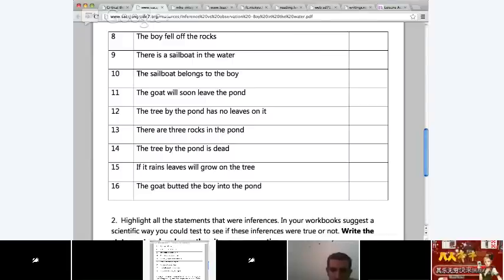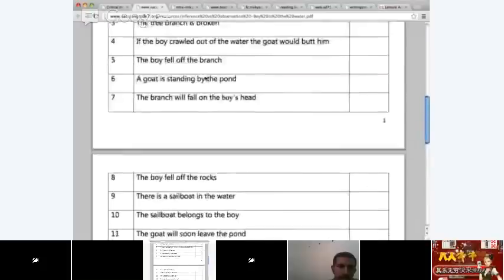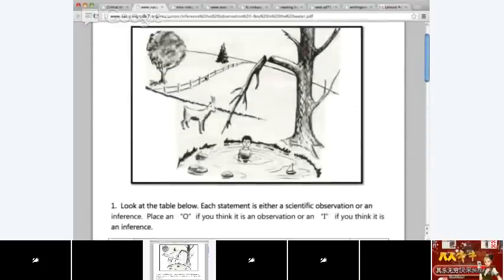What about this? "The sailboat belongs to the boy." Well, it looks like an observation. But I don't know. Based on the picture, I think maybe it could be an inference. On the boy or the sailboat? Observation, teacher. Yeah, inference.